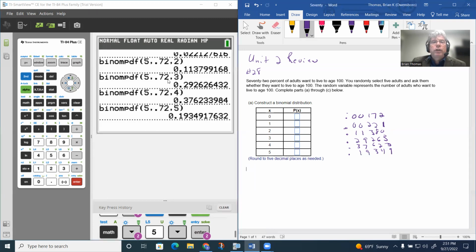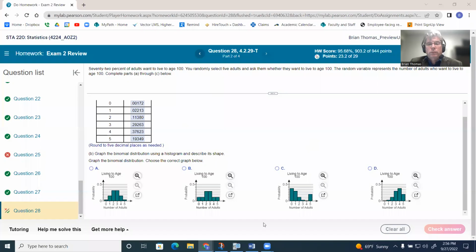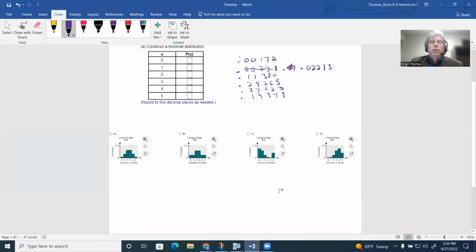So let me pause here for a second and see what else we have going on here. So looking at my work, it looks like on the second one there, I kind of read the calculator wrong. That should have been 0.02213. So that's a trick you have to watch out for, is making sure you write down from the calculator correctly, and I didn't. So that should be the correct numbers now.